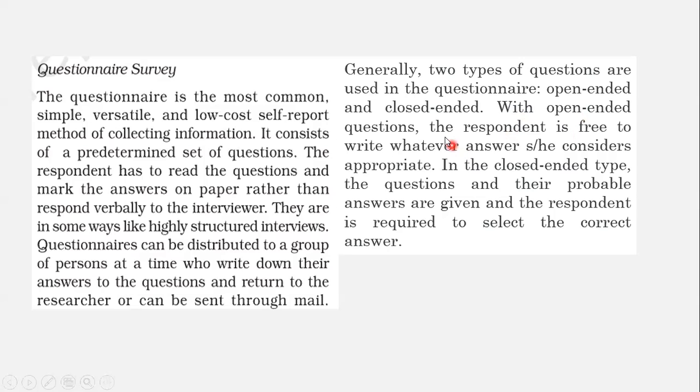With open-ended questions, the respondent is free to write whatever answer she or he considers appropriate. Here it is like giving a plain white paper and asking him a question and he responds to it; he can write whatever he feels. In the closed-ended type, the questions and their probable answers are given. This is like choose the correct answer. The respondent is required to select the correct answer. This is a multiple choice method. Of course, we will be discussing the examples. So in the closed-ended, you need not worry at all. There will be options and you have to choose what is best.